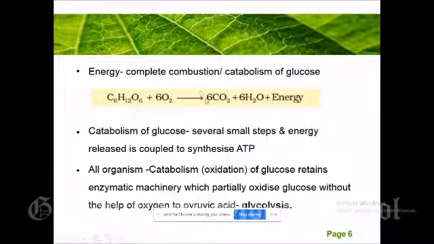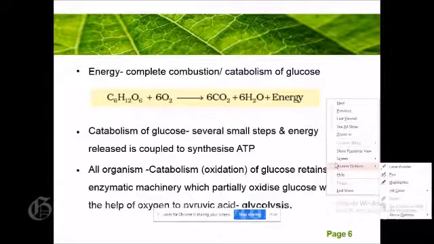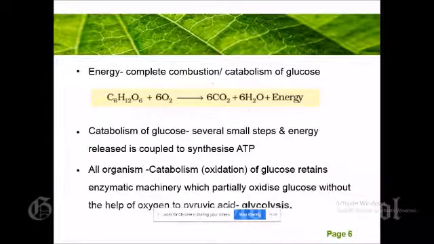If we make the arrow this side, what is the reaction? Here you can see that carbon dioxide and water fuse together, forming a molecule, that is glucose, that is nothing but photosynthesis. So you can say that respiration and photosynthesis are opposite to each other.